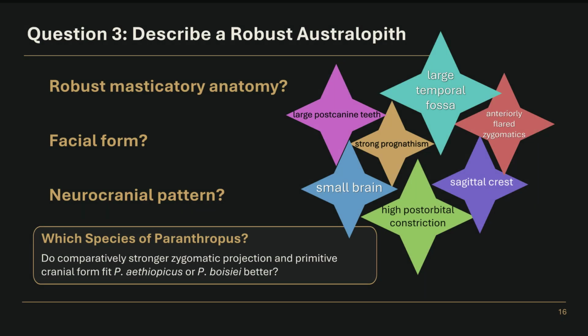Practice identification. Robust Australopith. On this slide, you'll see a term bank made up of colorful stars. The stars list traits used to distinguish robust Australopithecines from each other: large postcanine teeth, anteriorly flared zygomatics, sagittal cresting, large temporal fossae, and high postorbital constriction. Sort these terms into the three categories to the left. The categories are robust masticatory anatomy, facial form, and neurocranial pattern. I'll leave you 50 seconds to decide on your answers.